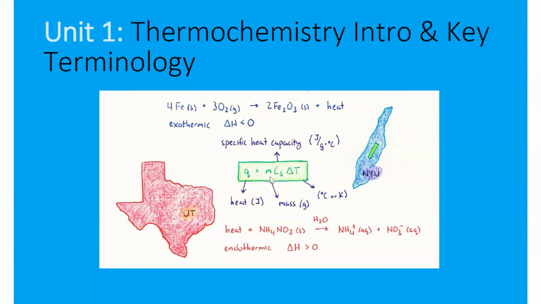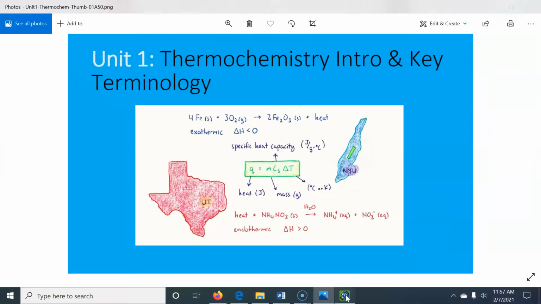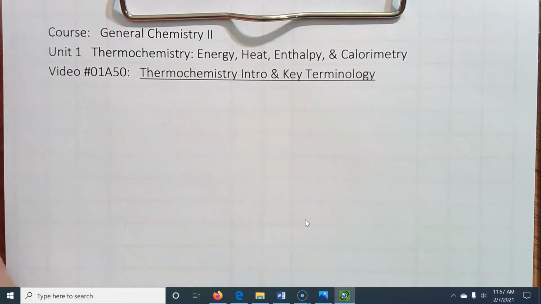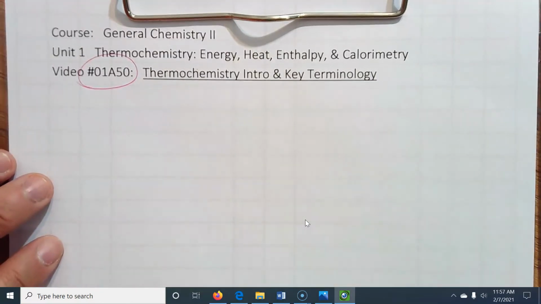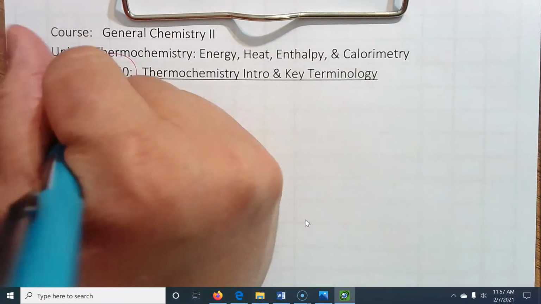Because for now, I want to go over some key definitions. Now, the full title of this unit is Thermochemistry, Energy, Heat, Enthalpy, and Calorimetry. I want to look first at the definition of thermochemistry and some key terminology.